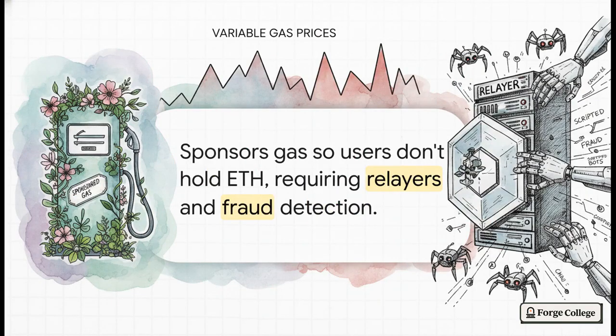Moving on to Scenario B, subscription services. Here, account abstraction lets a service sponsor gas, paying the network fee so the user doesn't need to hold any ETH whatsoever. This creates an incredibly smooth Web 2-style onboarding experience. But the provider now has to run relayers and build sophisticated fraud detection just to stop scripted accounts from spamming the network on their dime. Plus, think about the commercial trade-off. Who bears the cost when the network gets congested and gas prices suddenly spike? The provider is the one eating that financial risk.